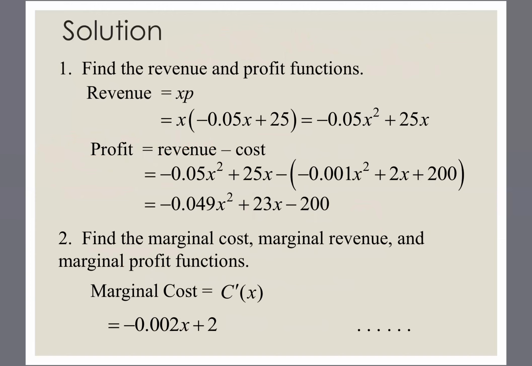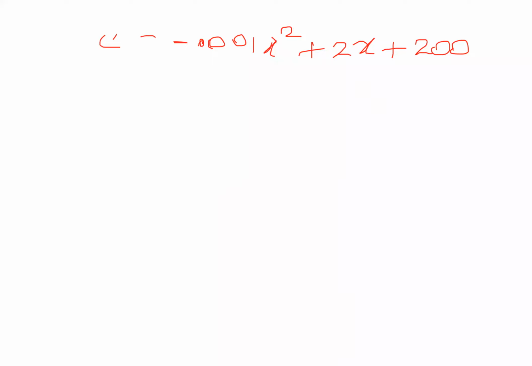Our cost function, this one: 0.00x squared plus 2x plus 200. Now look at this. If this is the cost function, then finding the average cost function, that means C bar, we have to divide all the terms in the function by x, because we need the average value.